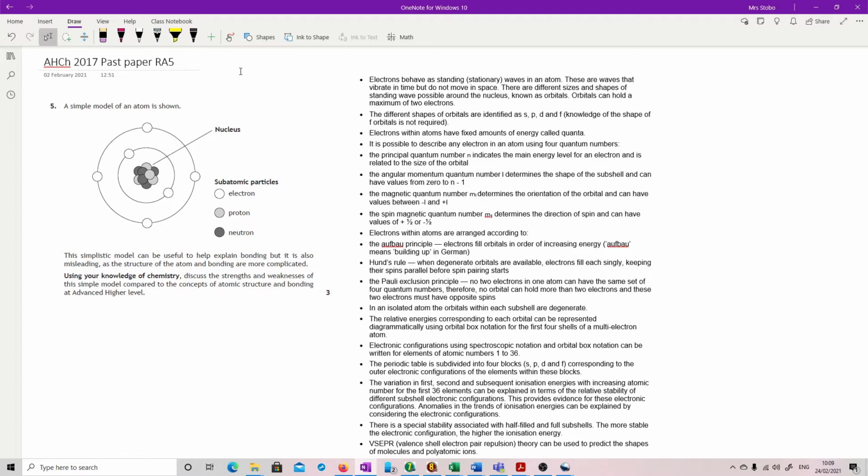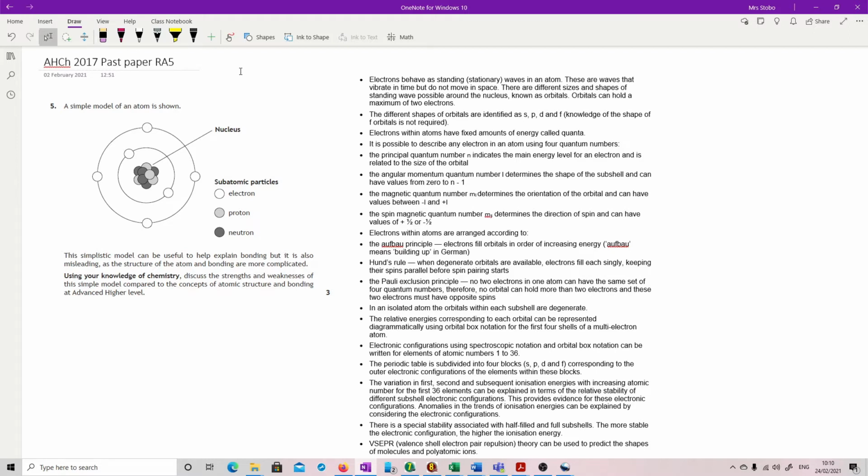Okay, this simplistic model can be used to help explain bonding, but it's also misleading as the structure of the atom and bonding are more complicated. Using your knowledge of chemistry, discuss the strengths and weaknesses of this simple model compared to the concepts of atomic structure and bonding at advanced higher level.